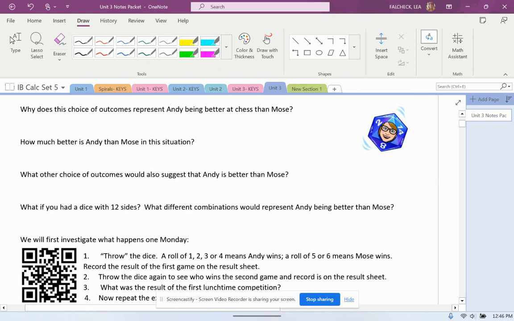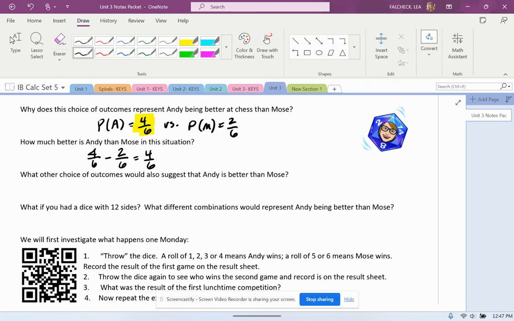Why does this choice of outcomes represent Andy being better at chess than Mose? Well, the probability of Andy winning is equal to 4 out of 6 versus the probability of Mose winning, which is 2 out of 6. Since this is more likely, right, the probability would occur more often than Mose, we would say that this represents that Andy is better at chess than Mose. So how much is Andy better than Mose in this situation? Well, if Andy is better than Mose, we would put the larger one out front, subtract the smaller one, and we would find that Andy's probability of winning over Mose is 4 out of 6.